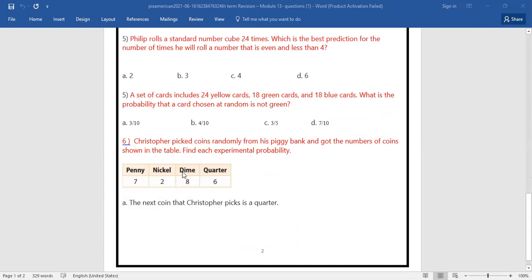Here we want to find the next coin. Christopher picks a quarter. First you find the total number of coins, and then how many times you have a quarter. You have only 6. So it will be 6 over the total, to find the experimental probability.